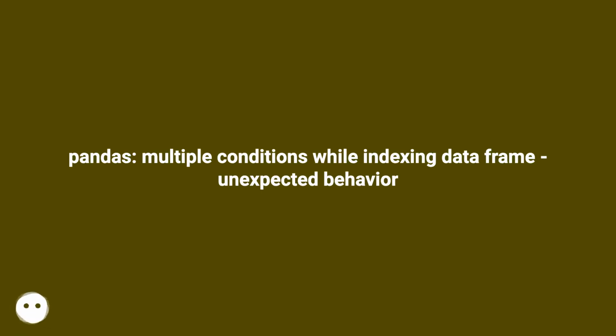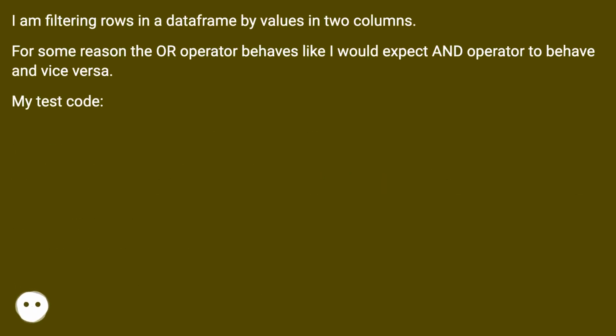Pandas, multiple conditions while indexing a data frame, unexpected behavior. I am filtering rows in a data frame by values in 2 columns. For some reason the OR operator behaves like I would expect an AND operator to behave, and vice versa. My test code.